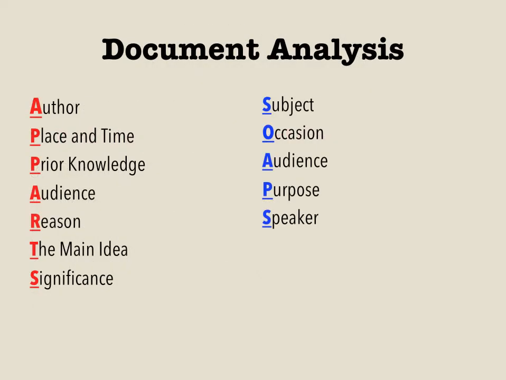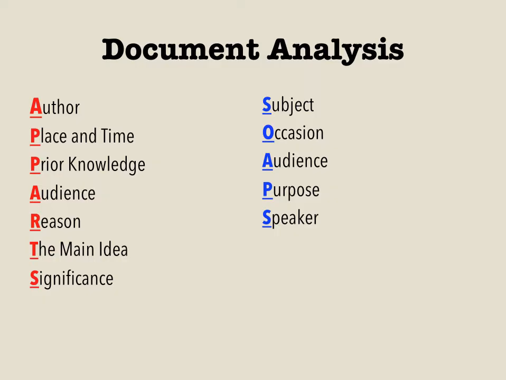One way to more systematically uncover information in a document is to do detailed document analysis. There are many different document analysis models out there, but they all do pretty much the same thing. Two of the more common models are AP Parts and SOAPs. These are acronyms that help you remember the sorts of questions that skilled historians might ask about a document to develop a deep understanding of its meaning. You can download a handout for each of these models that explains them in detail in this video's description, but I'll explain both of them briefly here.